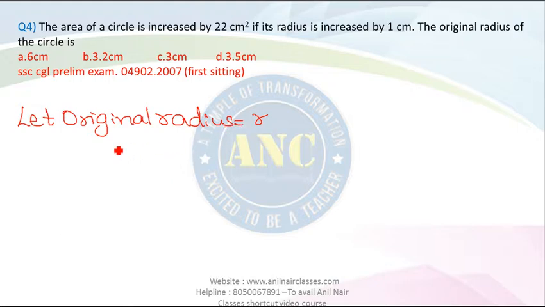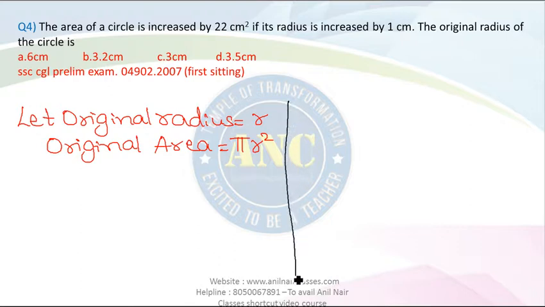Now, if the original radius is r, then my original area will be how much? Area of a circle is nothing but pi r square. So it is pi r square. Now original radius is r. Original area becomes pi r square. Now what I will do is, I will increase the area by 22 centimeter square.